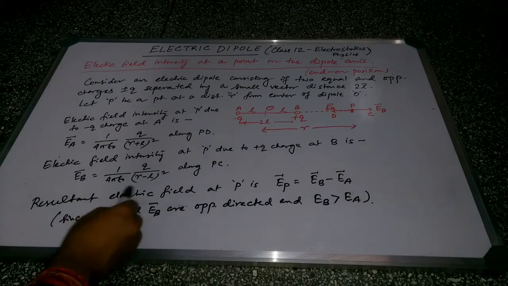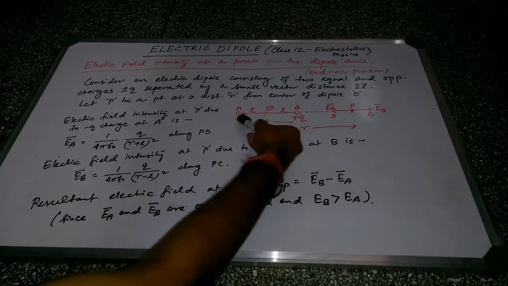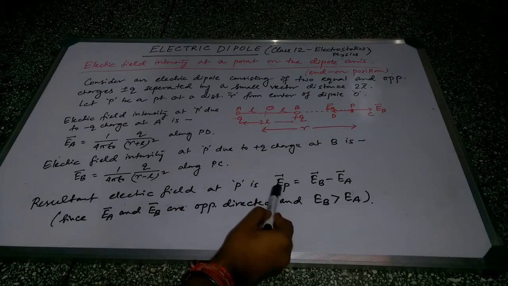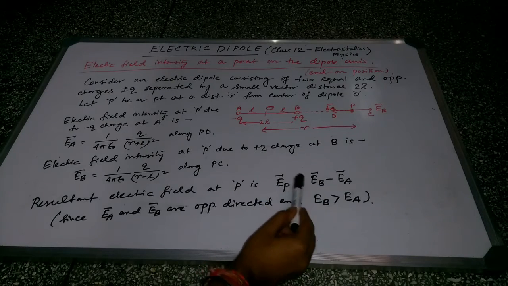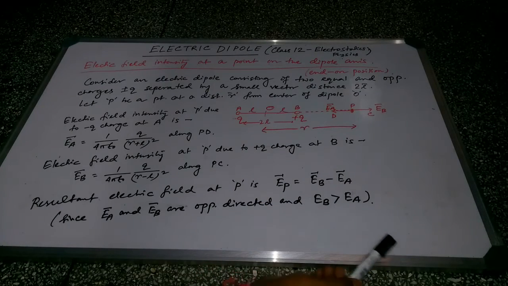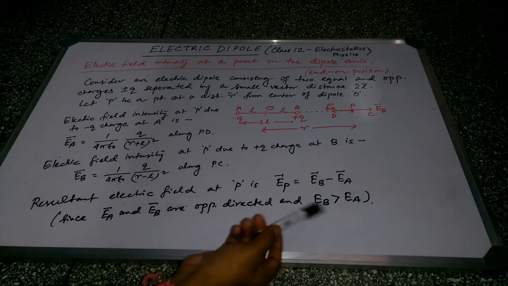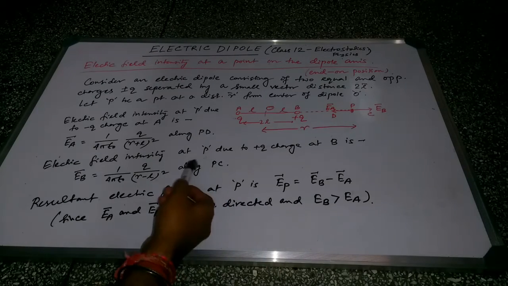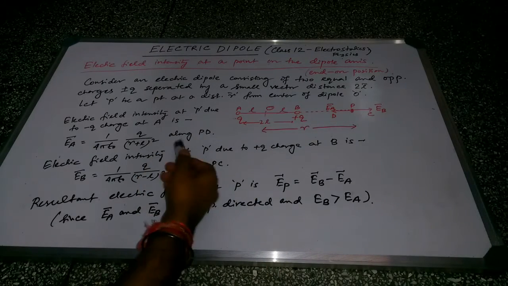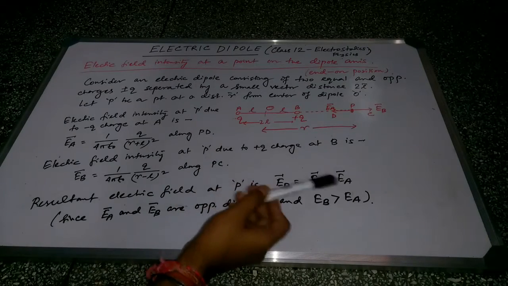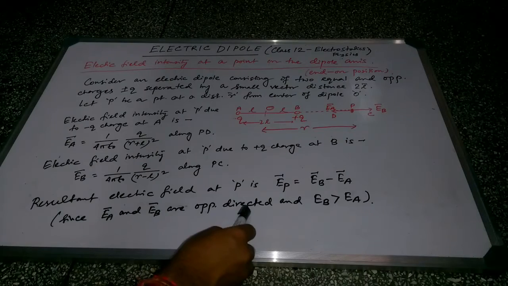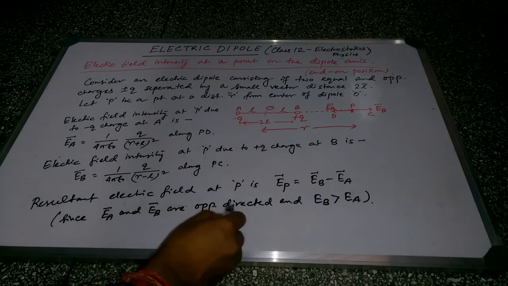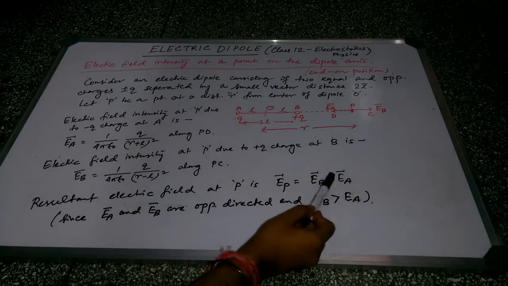So the resultant electric field at P due to both these charges, due to this dipole basically, is EP equal to EB minus EA. So why this EB minus EA? Because we have seen that one attracts and one repels, so both are in opposite directions. EA and EB are oppositely directed. So these two have to be subtracted as it is a vector sum.